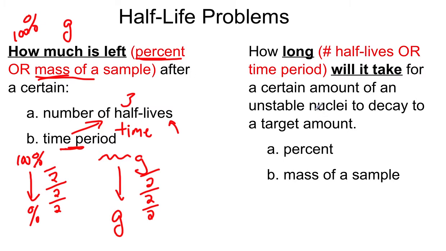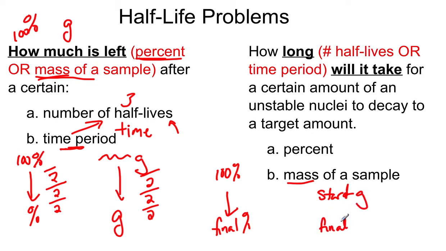So they're going to give you the percents, the starting percent, which is always going to be 100, and the final percent. Or they're going to give you the mass, the starting mass, in grams, and the final in grams. And what you need to do is figure out how many half-lives have passed. How many times was the starting one divided by 2 until you get to the final one? How many times was the starting percentage, 100%, divided by 2 until you get to the final one? So you're going to figure out half-lives.